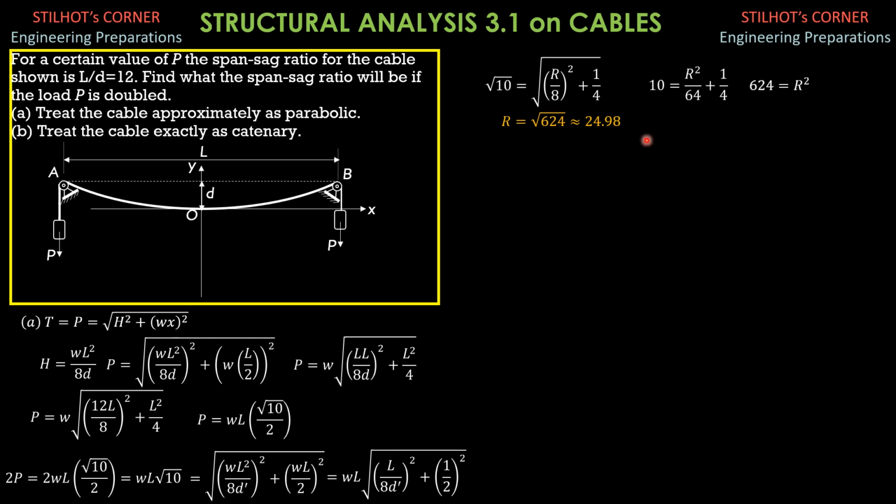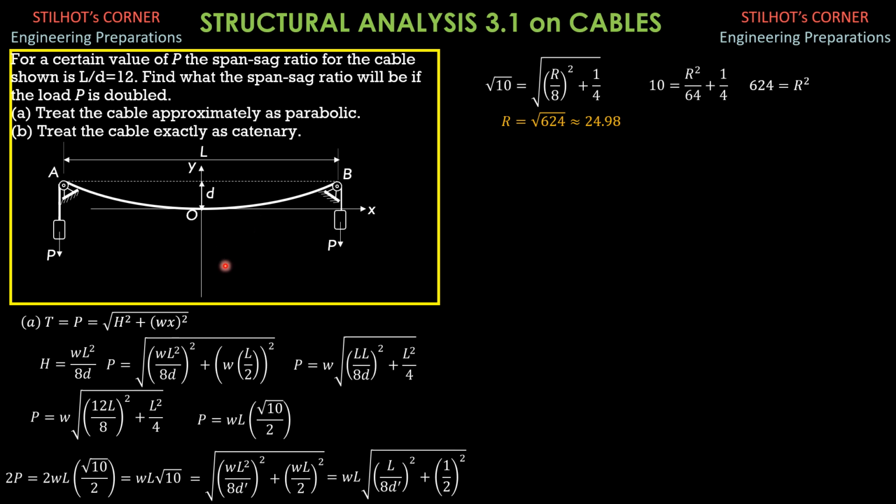So therefore, the span to sag ratio when P is doubled is approximately 24.98. So you can make it 25 if you want. Then for the second part, treating it as catenary. This is the correct treatment of this cable because the weight of the cable is uniform along the curve, along the arc, which is catenary.